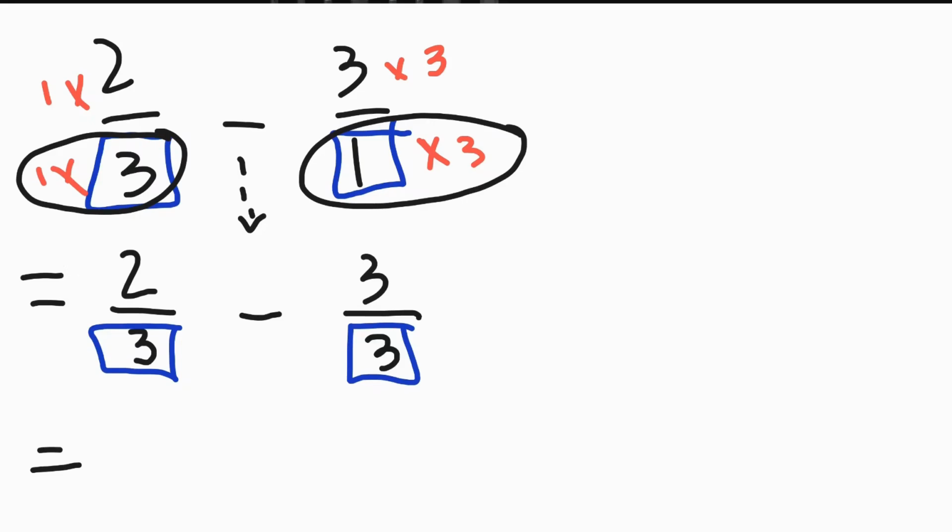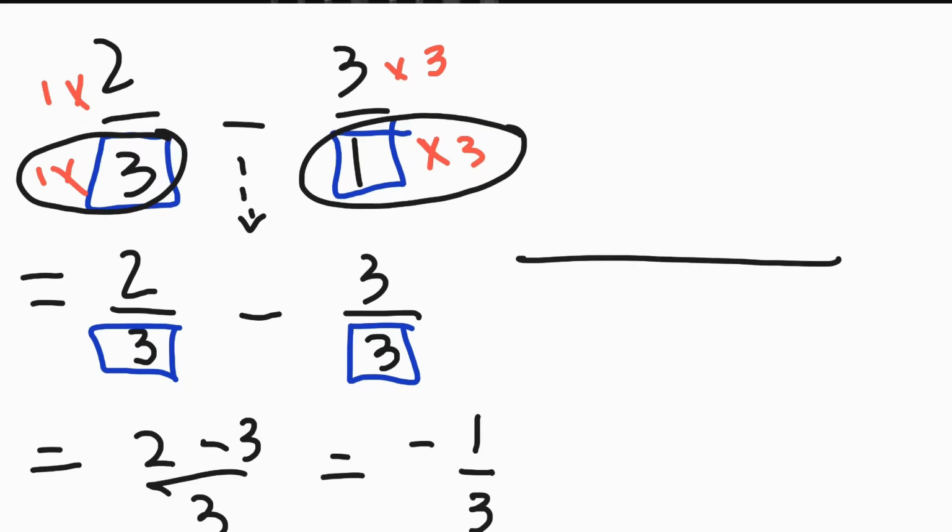Okay. Why do I say that? Because we have a common denominator of 3, and the numerator on the right hand side is greater than the number on the left hand side. So this is going to give me a minus number. So 2 minus 3 is going to give me minus 1, and I can keep my denominator.